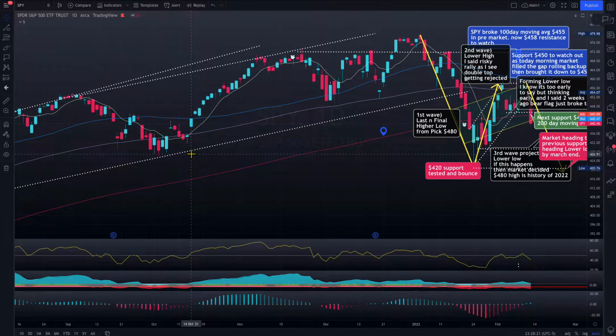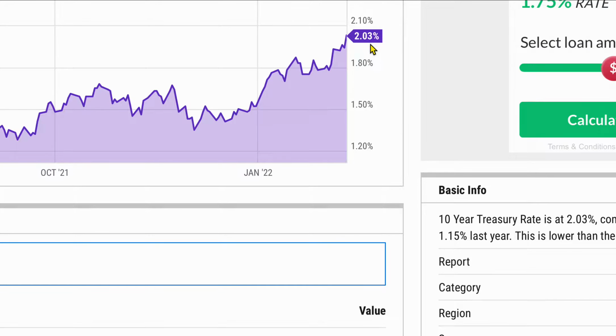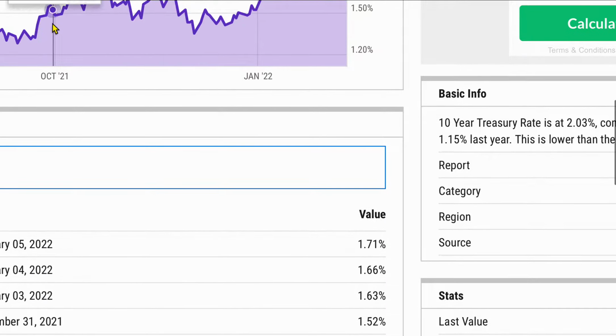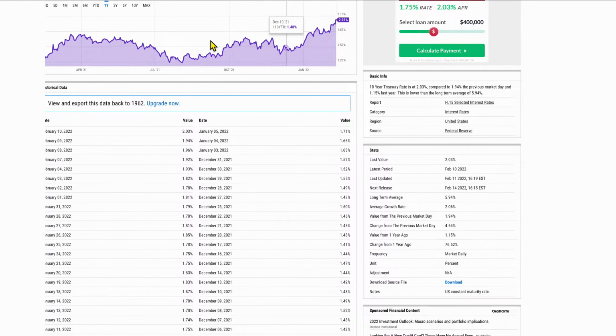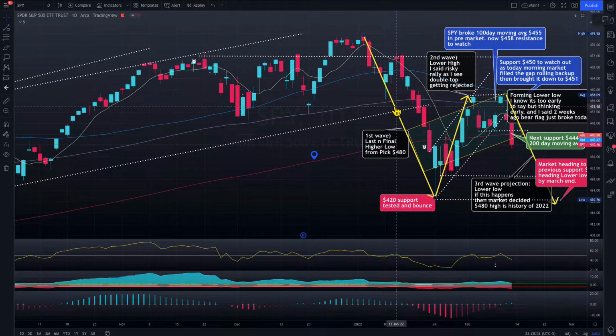Bond yield. Whenever the bond yield grows, look at the bond yield right now: 2.3%. Where were we? 1.3, right here, like 1.4, 1.38, and now it is 2.3. Why is that happening? This bond yield is growing higher.